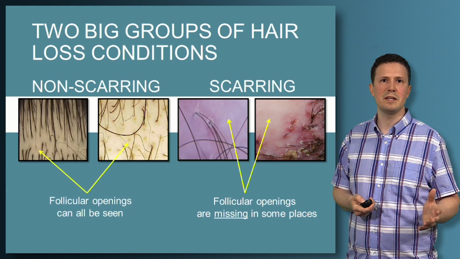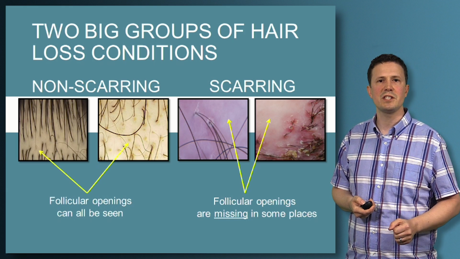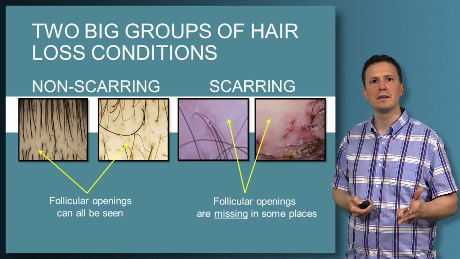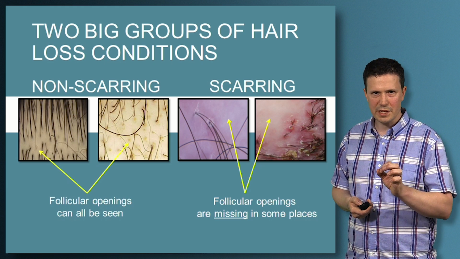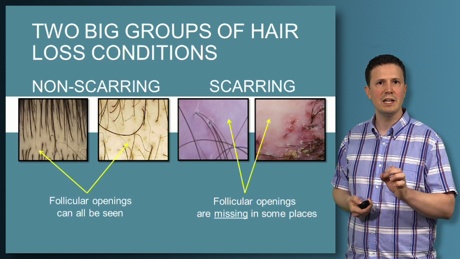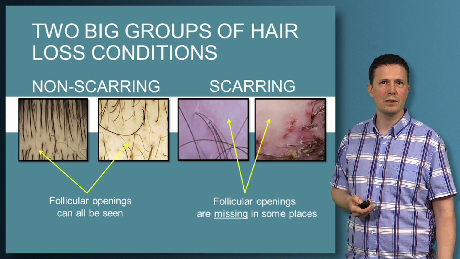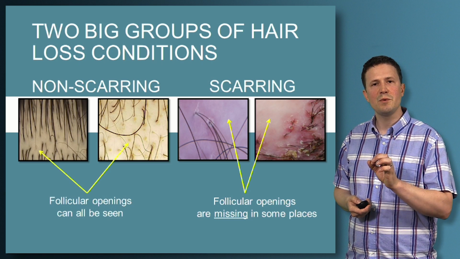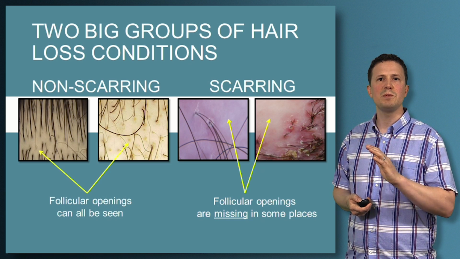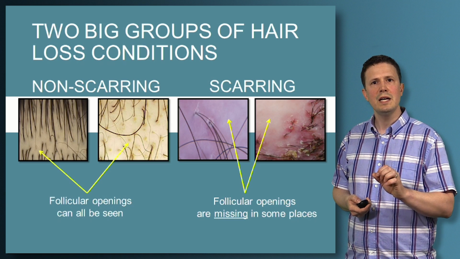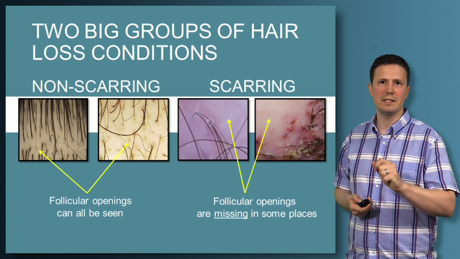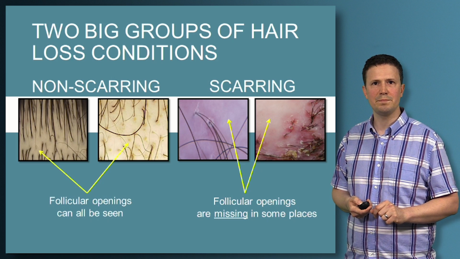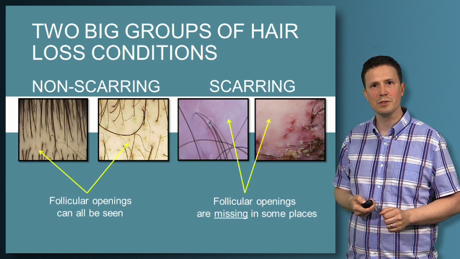Non-scarring conditions were discussed in a previous module, and these include conditions like alopecia areata, telogen effluvium, and androgenetic hair loss. When I look up close on the scalp of someone with a non-scarring alopecia, I see the hair follicle openings, or the pores. In contrast, when I look up close with a patient with a scarring alopecia, the scalp is smooth, almost like a skating rink. These hair follicle openings are not present, and that gives me a clue that this patient may have a scarring alopecia. And we're going to talk about that in these modules.